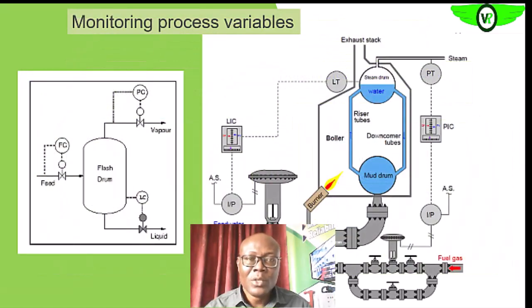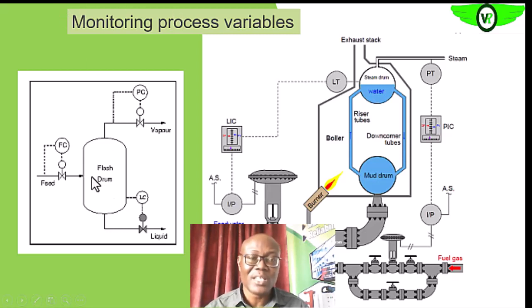Here we have a very simple process that is represented diagrammatically on the left and on the right. So we have different variables that we need to be looking at. Like we said earlier, there are some variables that are more important to a particular process than others. So the variables that have a strong effect on the process are the variables that we monitor.